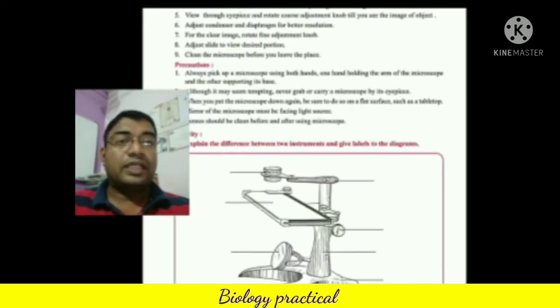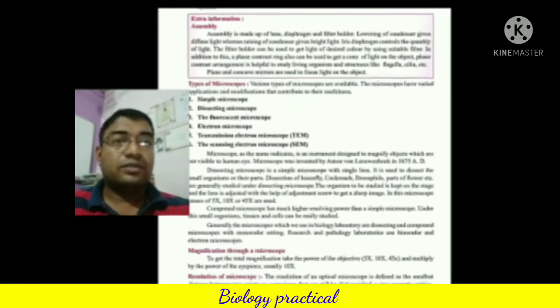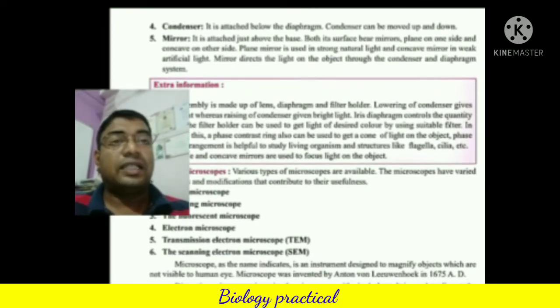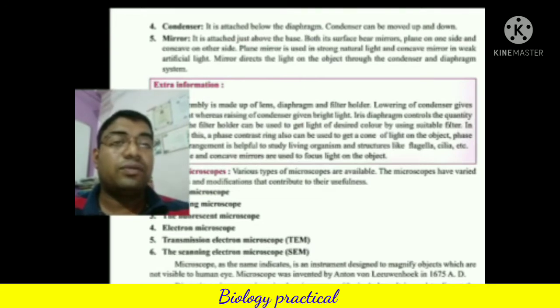Here we can see the first one, the condenser. The condenser is attached just below the diaphragm. The condenser can be moved up and down. Mirror: the mirror is for getting optical light, the basic light which is needed for viewing the objects.